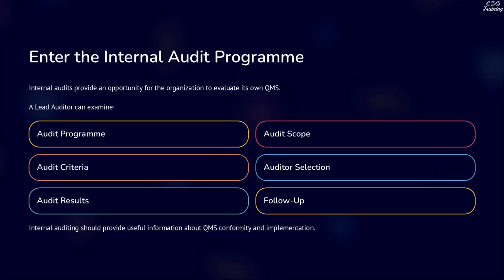Internal audits offer a chance for organizations to evaluate their QMS. A lead auditor can examine the audit program, audit scope, audit criteria, auditor selection, audit results, and follow-up. Internal auditing should provide useful information about QMS conformity and implementation.